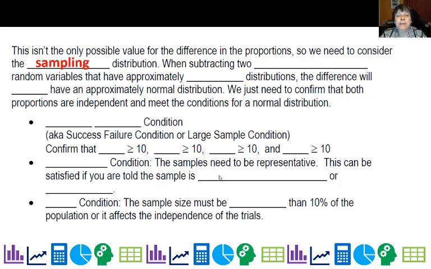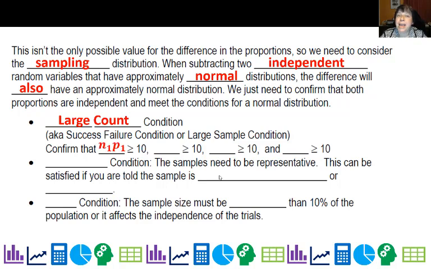We need to consider the sampling distribution. Now, when I'm subtracting two independent random variables that have approximately normal distributions, the difference will also have an approximately normal distribution. So we just need to confirm that both proportions are independent and meet the conditions for a normal distribution. Recall that the three conditions we checked, there's a large count condition, which I've also seen as success failure condition or large sample condition. Confirm that n times p is greater than 10 and n times q is greater than 10. But you've got to do it for both samples.